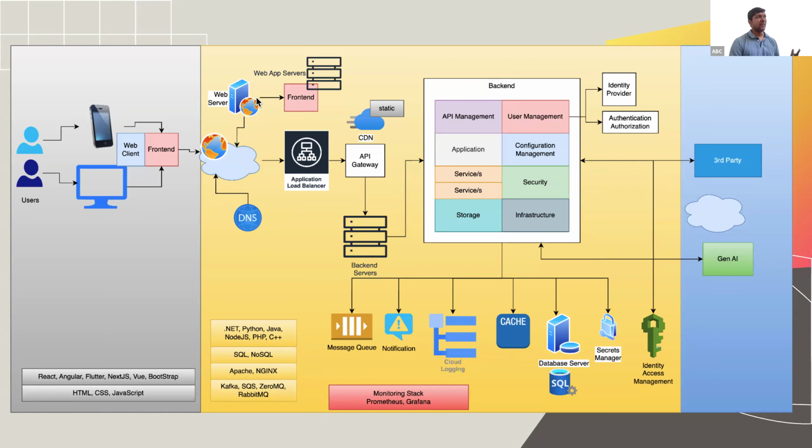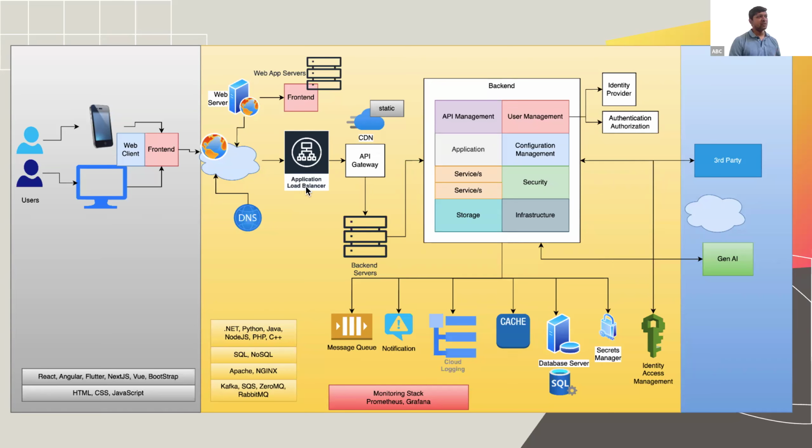So there's a web server. And there could be a series of web app servers as well. And these application servers could have multiple applications running on them. For the front end, we can say that the front end is running on one of the web servers, right?